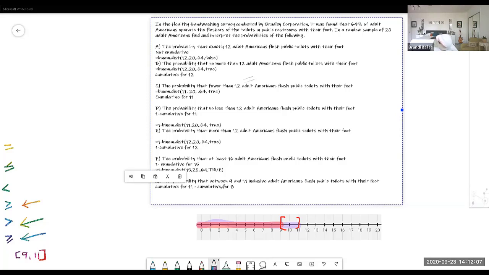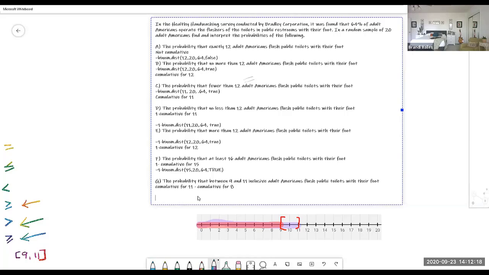Kitty, are you ready to type? Yeah. That's probably a yes. Okay, let's go. So this is equal to binom dot dist, open parentheses, 11 is the number, the big one. Okay, and then 20 from the problem, and 0.64 for the problem, and the whole left-hand side, so true.